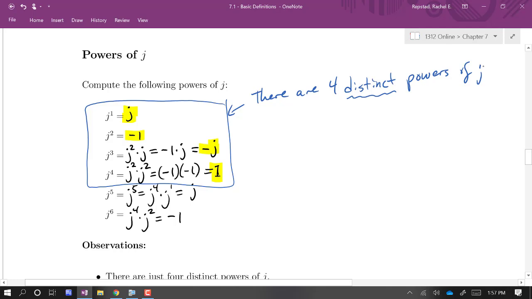That pattern continues. So j to the 5th was j, j to the 6th is negative 1. The pattern continues. So j to the 7th will be negative j. j to the 8th is 1. j to the 9th is j again, right? So this pattern, j, negative 1, negative j, 1, just continues forever. And we can use the fact that j to the 4th is equal to 1 to help us find really high powers of j.